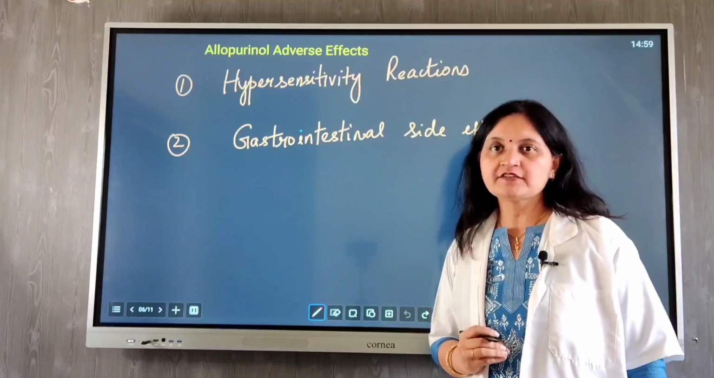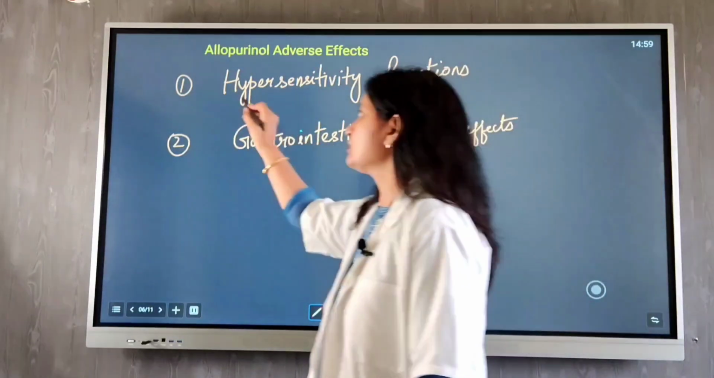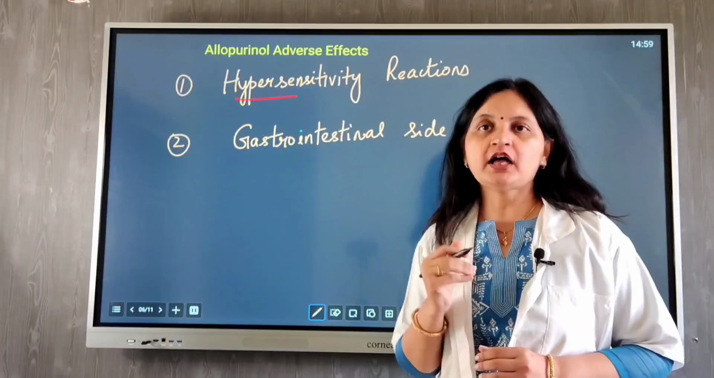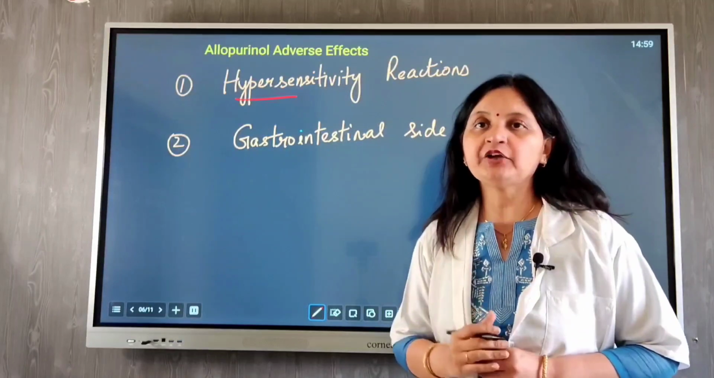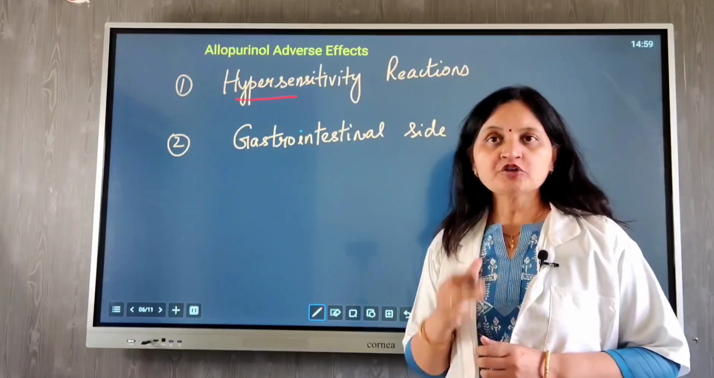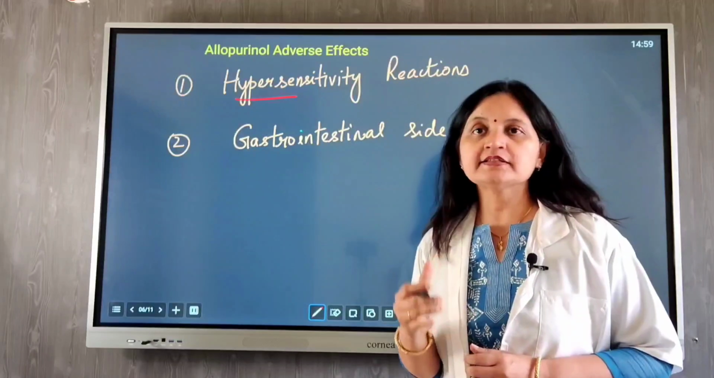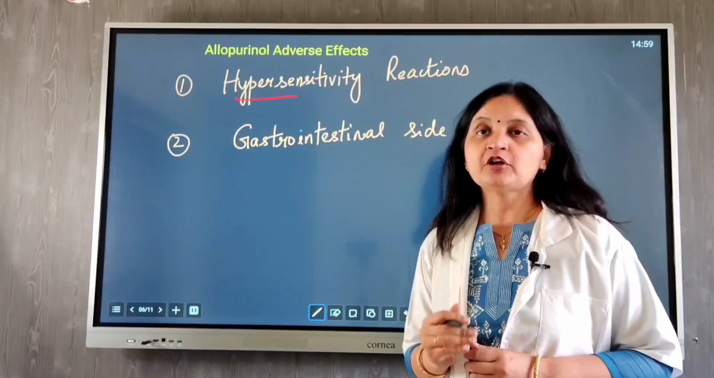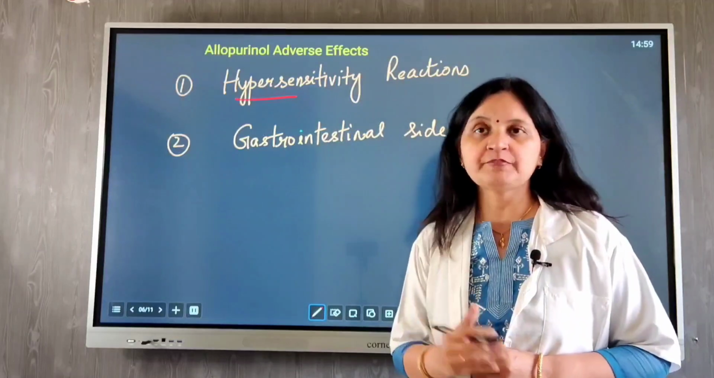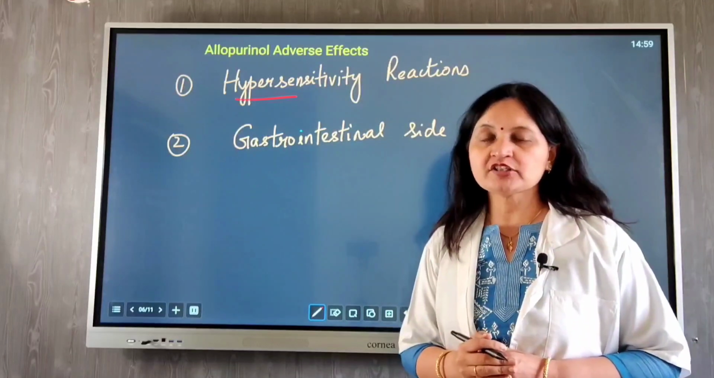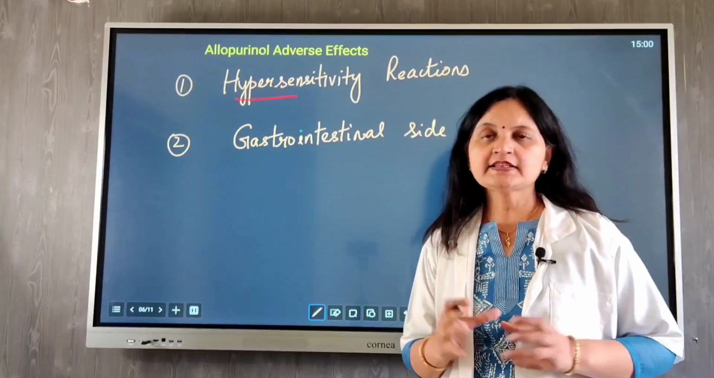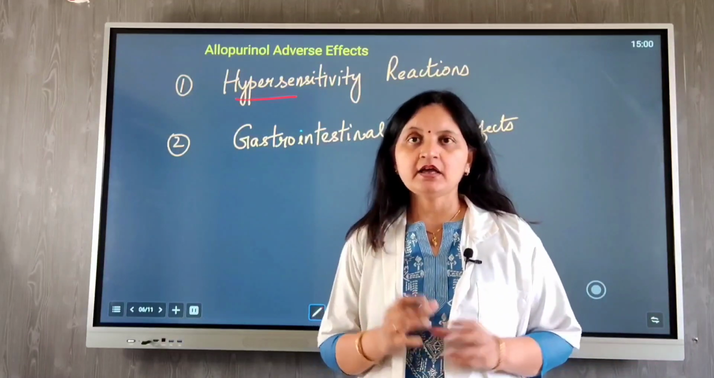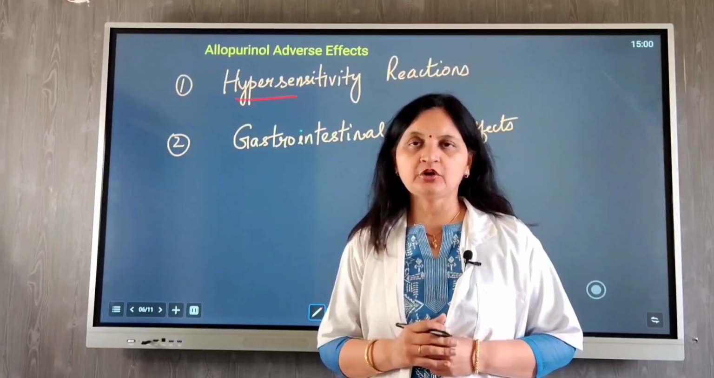In terms of adverse effects, hypersensitivity reactions are frequent with allopurinol such as rash, fever, arthralgia, myalgia, lymphadenopathy, hepatitis. On stopping allopurinol, these signs and symptoms disappear, they resolve. However, allopurinol should not be restarted in these patients because serious reactions may follow. Other side effects such as nausea, headache, dizziness, dyspepsia can occur with allopurinol.